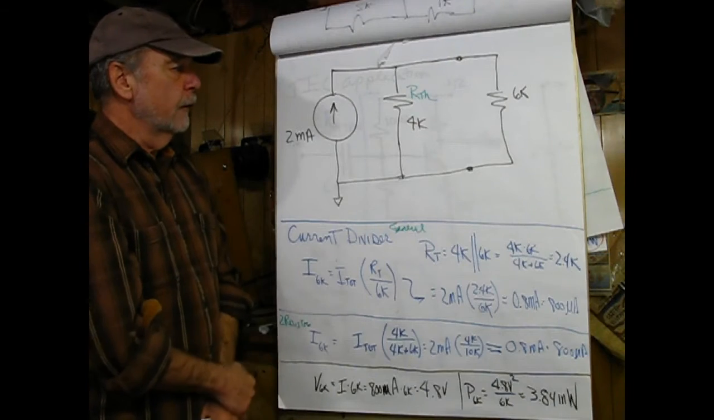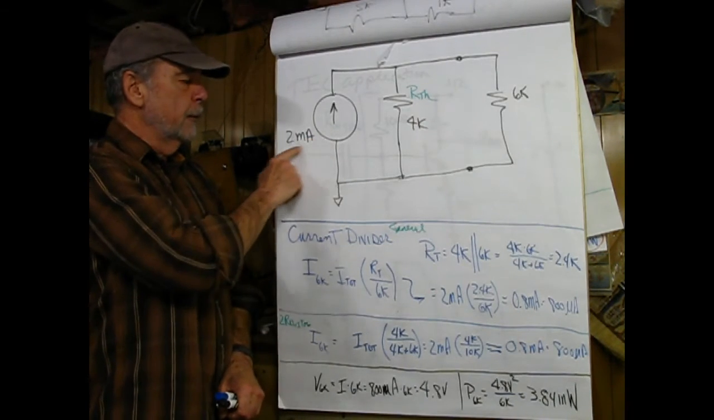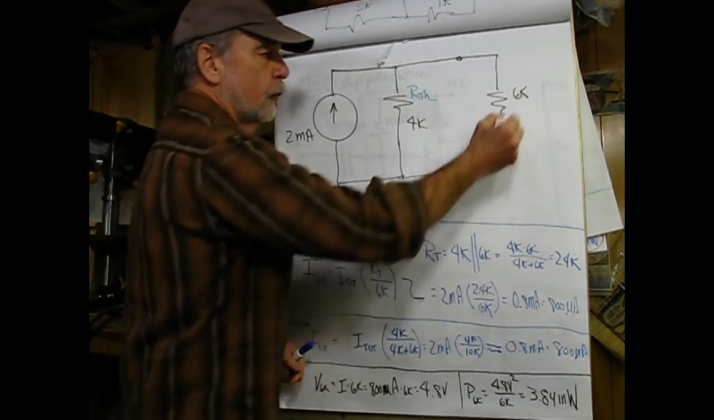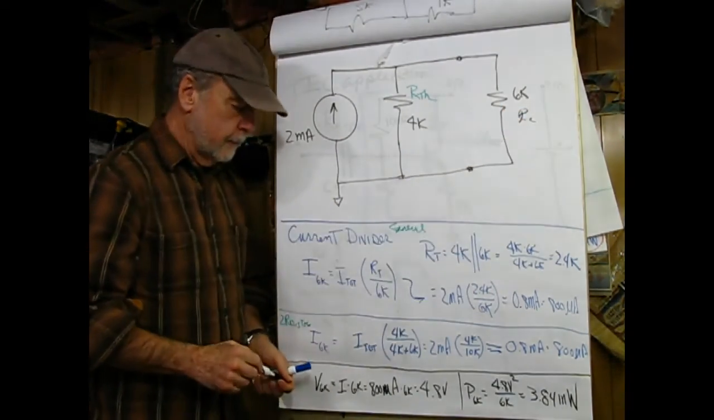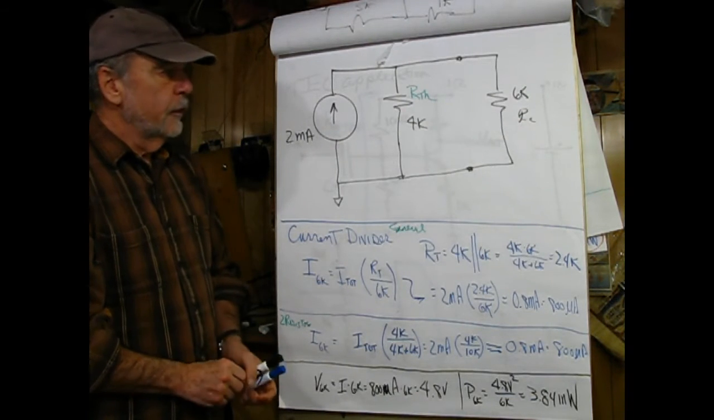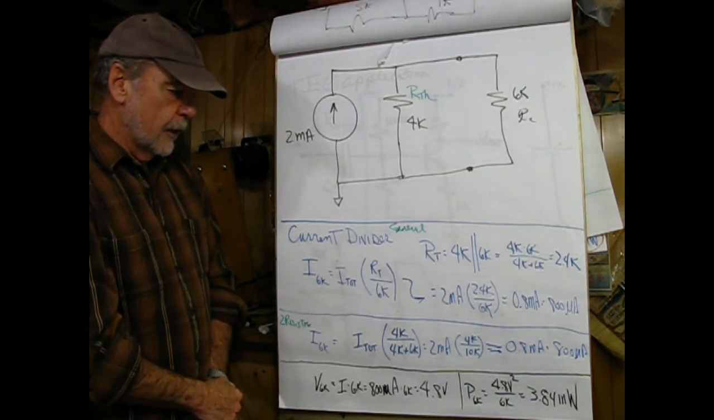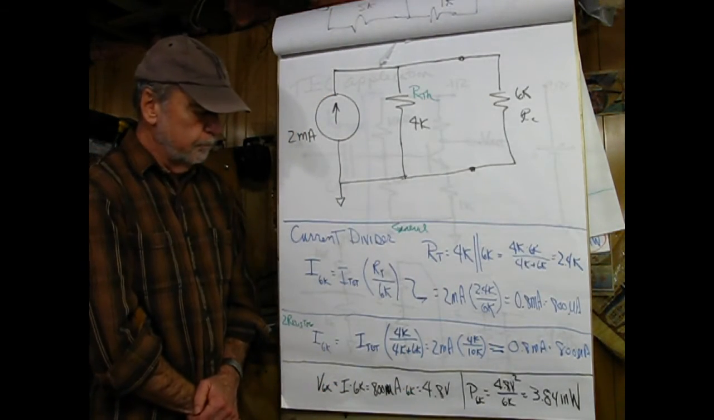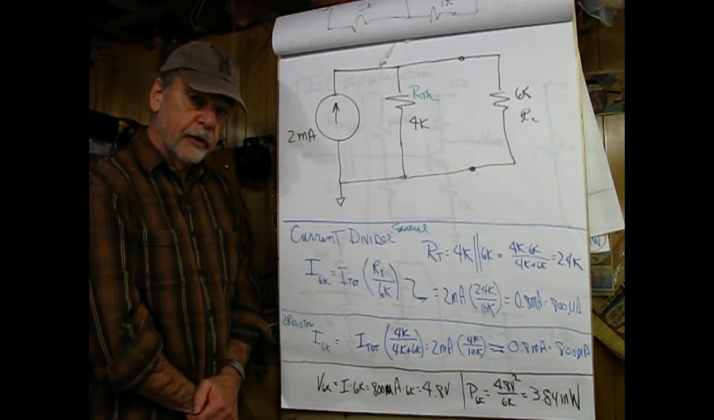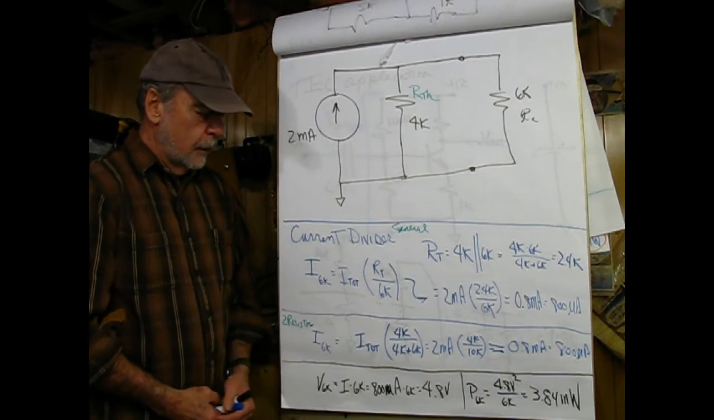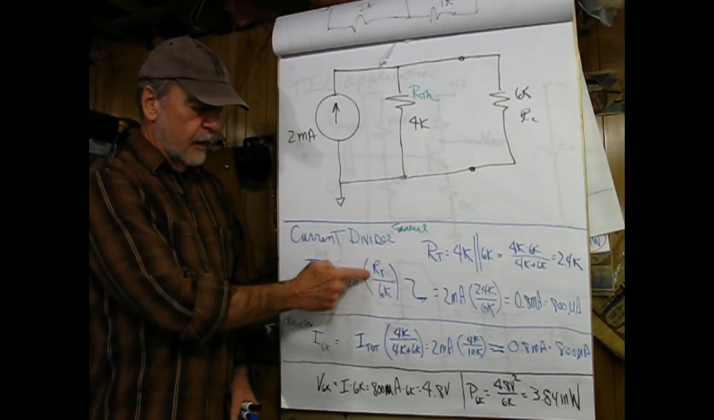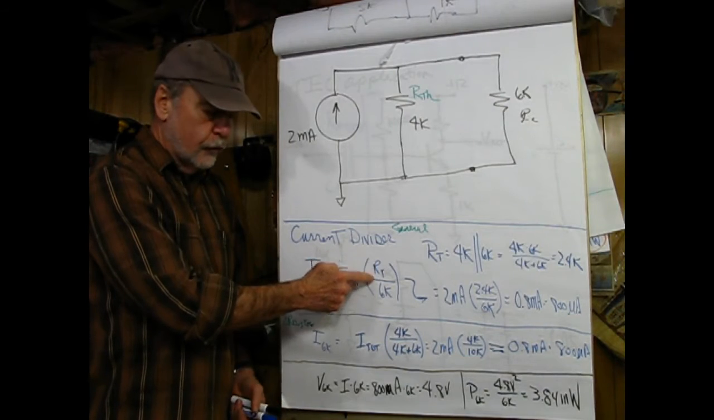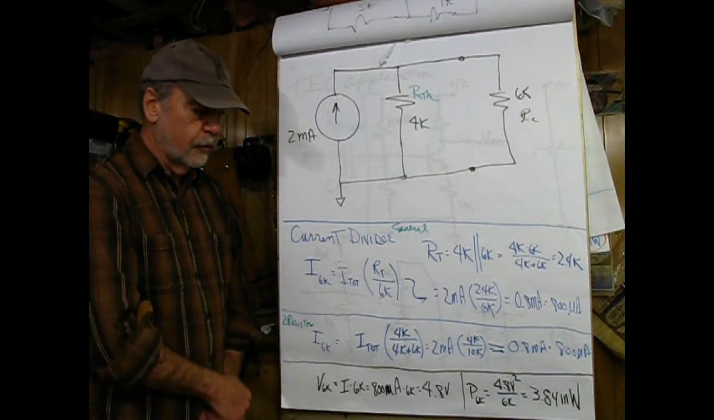So putting everything together, this is what we have: 2 milliamperes, and here we have our RTH of 4K, and then over here is our load resistance of 6K, and we're going to be using the current divider rule to figure this out. So first we're going to use the general current divider equation to solve our problem here, and this is going to be the total resistance divided by the total current times the total resistance divided by the current through the 6K resistor.